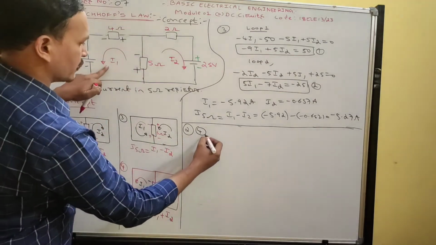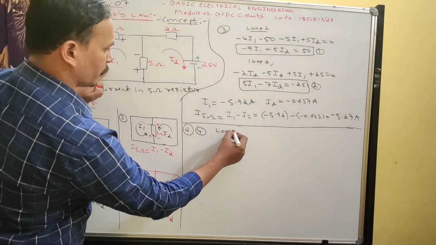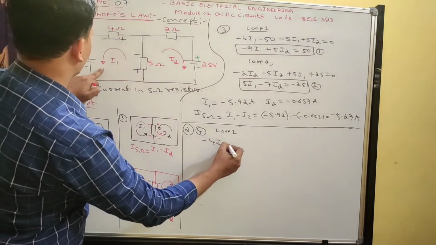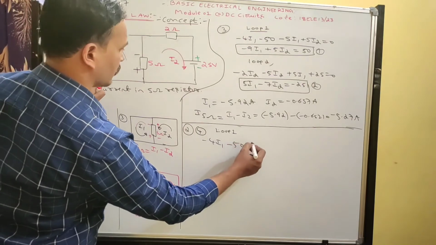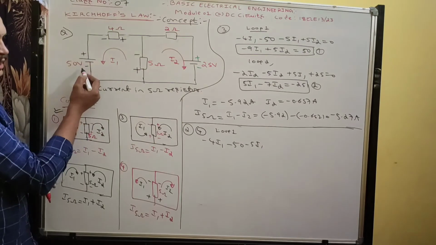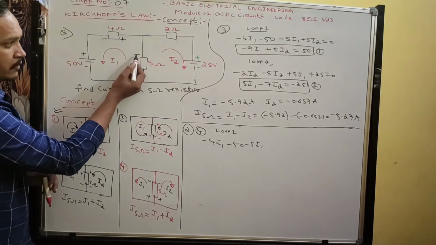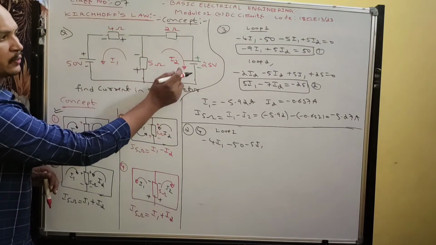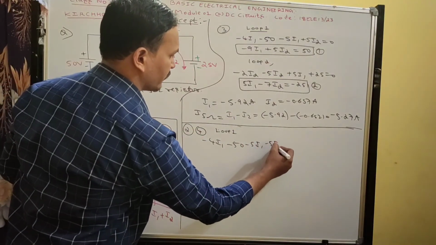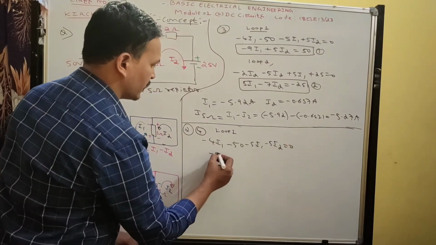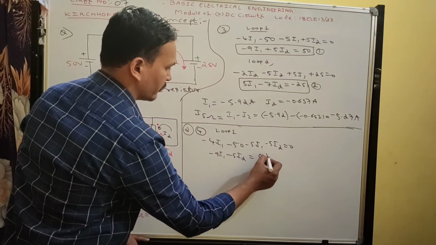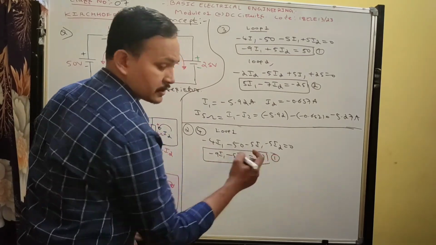Apply KVL to loop 1. If I apply KVL to loop 1, what will you get? Minus 4I1, minus 50, minus 5I1. Now for this polarity, you check for I2. See, I2 current is flowing from plus to minus, so that is a drop. Minus 5I2 equals 0. Simplify this: minus 9I1 minus 5I2 equals 50. This will be the first equation.